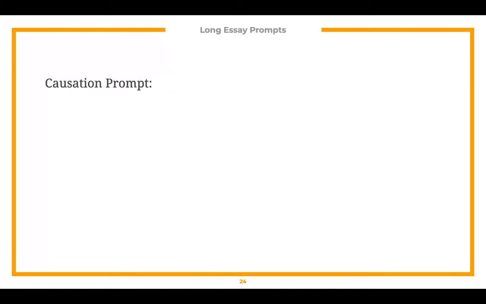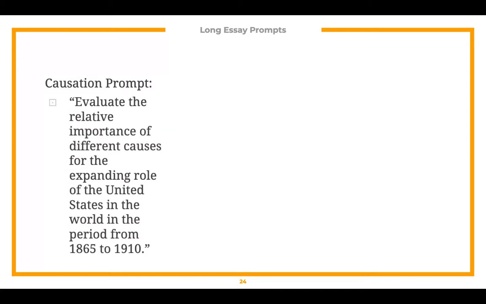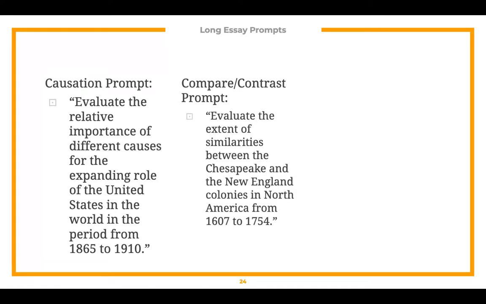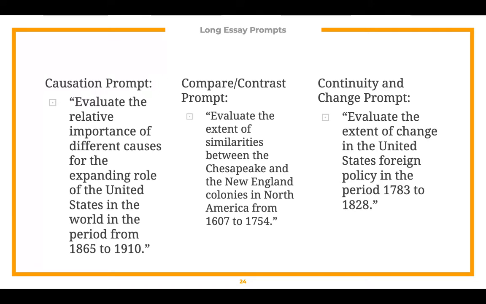An example of a causation prompt might be: evaluate the relative importance of different causes for the expanding role of the United States in the world in the period from 1865 to 1910. Compare and contrast might be: evaluate the extent of similarities between the Chesapeake and the New England colonies in North America from 1607 to 1754. And then continuity and change: evaluate the extent of change in U.S. foreign policy in the period 1783 to 1828.